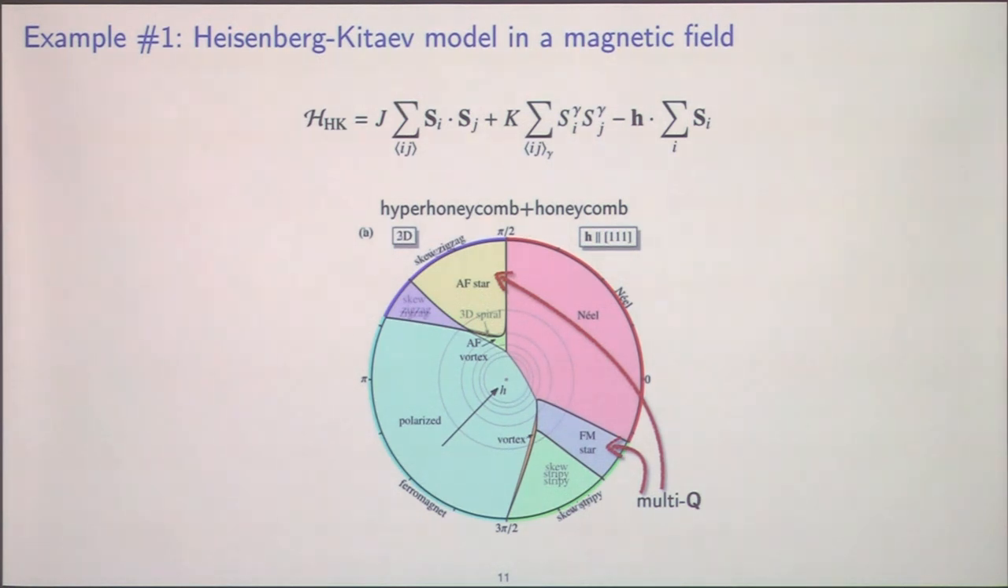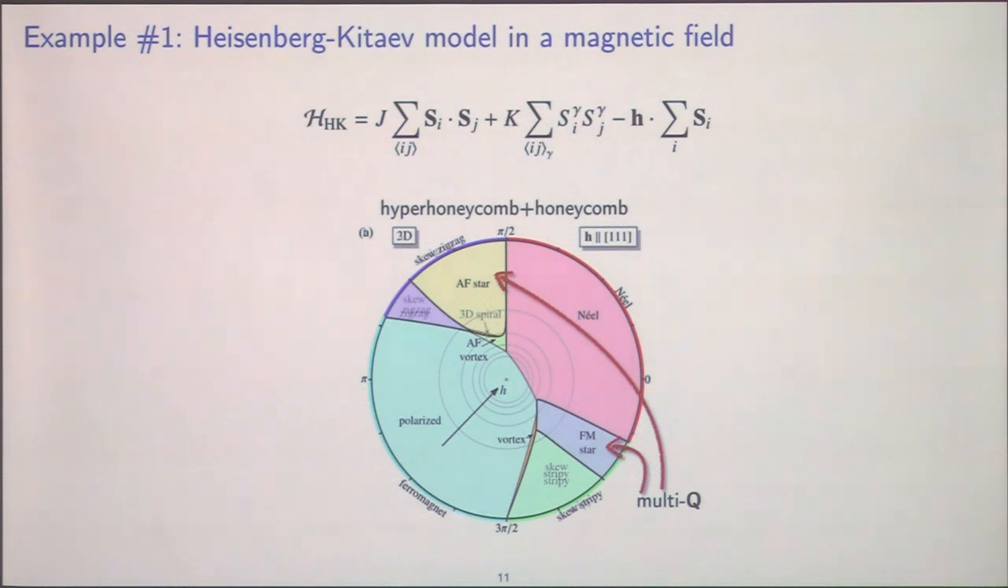So there's an exact equivalence in this classical limit. And this even applies to multi-Q states. The FM star and AF star phases are multi-Q states, and even such multi-Q states can be mapped onto each other.